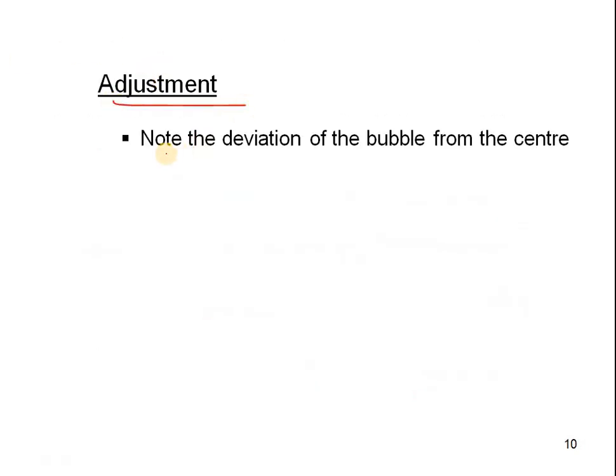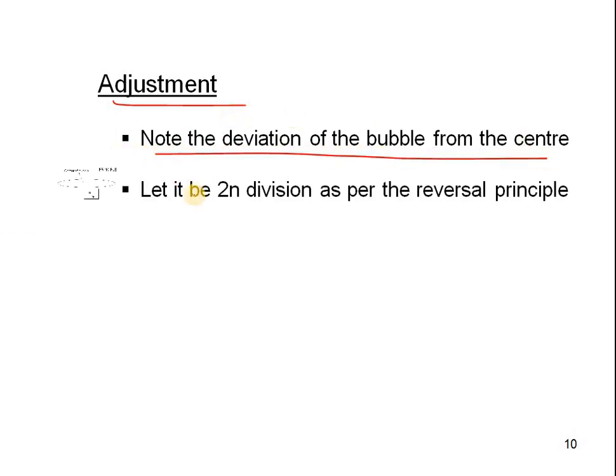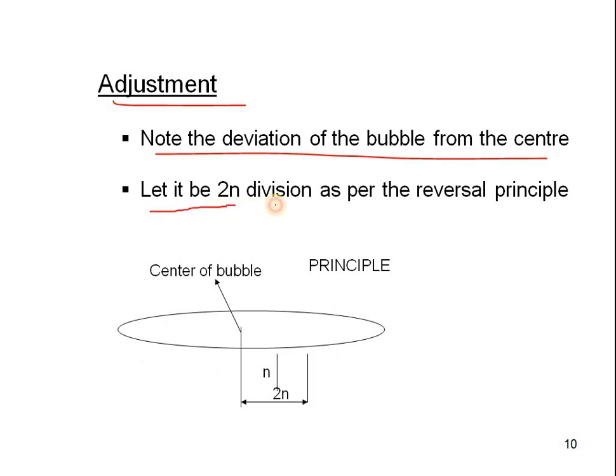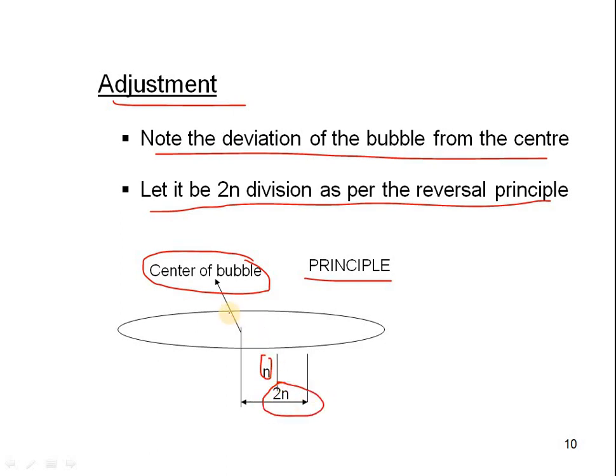For the adjustment, note the deviation of the bubble from the center. Let it be 2n divisions, as per the reversal principle. You can see here this is the center of the bubble for the principle, that is n and 2n. This is the center.